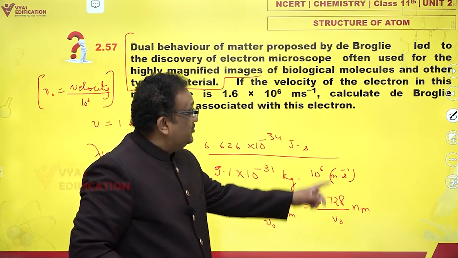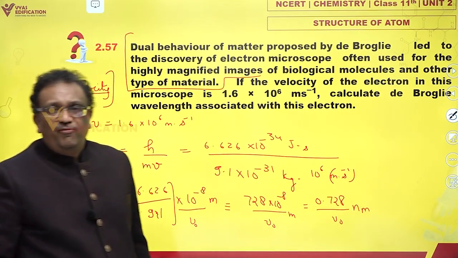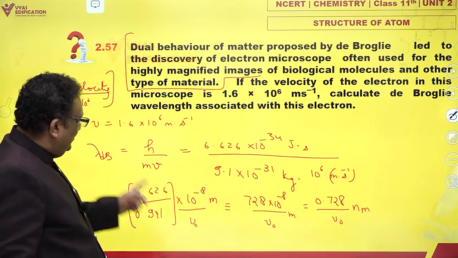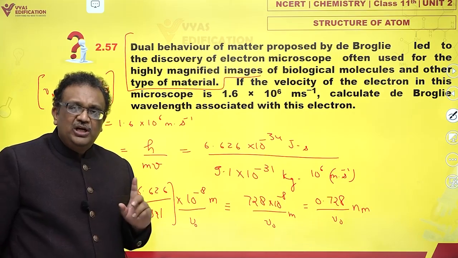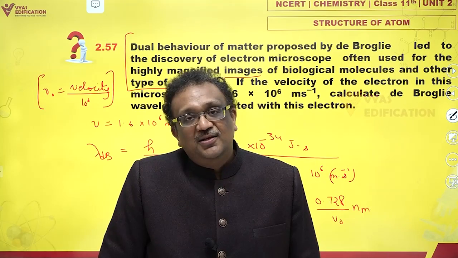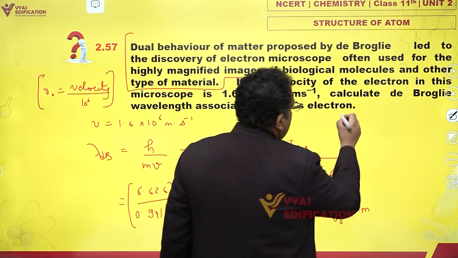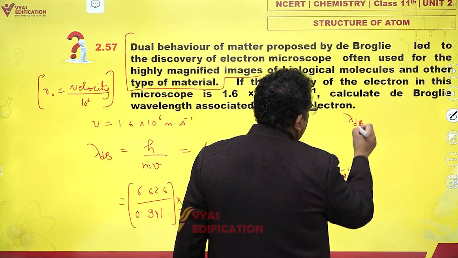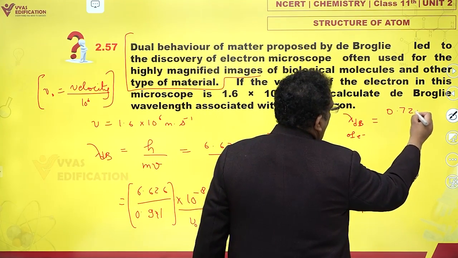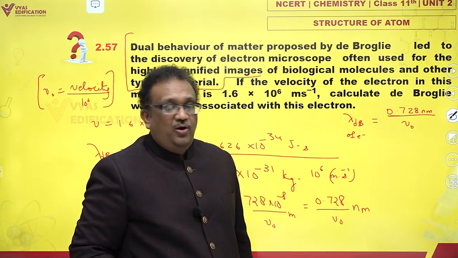Now, in our case, V0 is 1.6. If you want to use this as a general formula for the de Broglie wavelength of electrons, you can save some calculation. If you are confused, let me repeat. Very often, the de Broglie wavelength of electrons is expected. Mass of electron is fixed, Planck's constant is fixed. So I am suggesting that you just remember the de Broglie wavelength of an electron: 0.728 nanometers by V0.